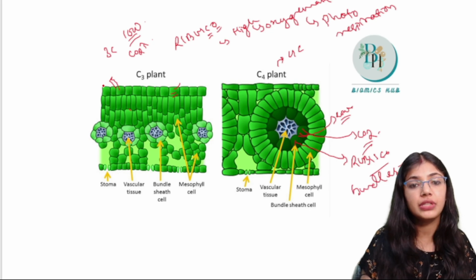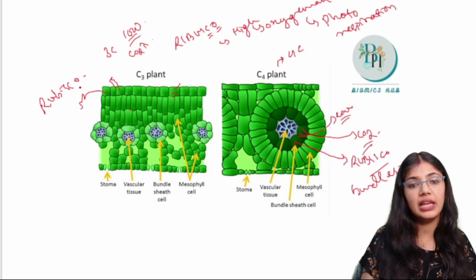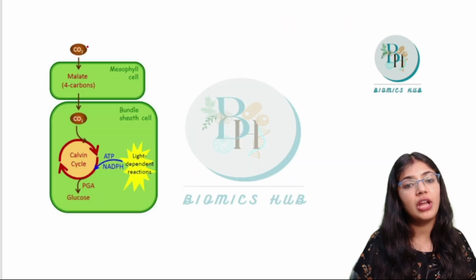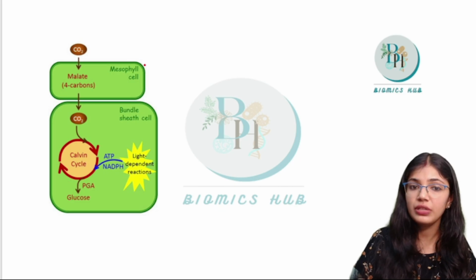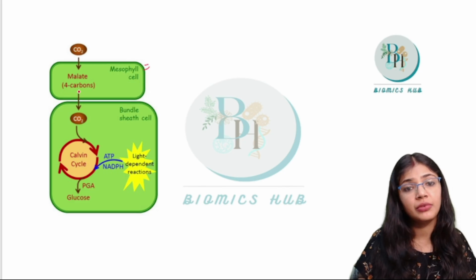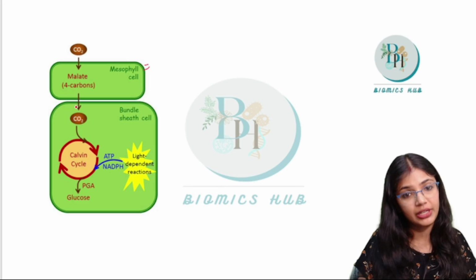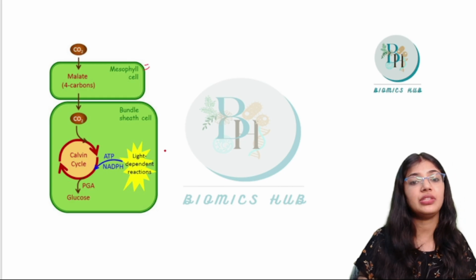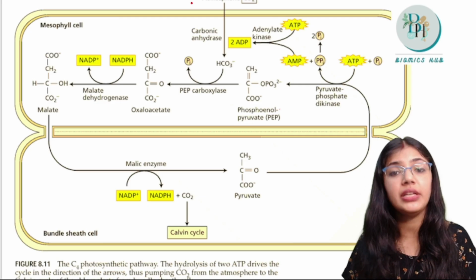But in the case of the C3 plant, the rubisco enzyme is present in the mesophyll cell. Let's see how this process takes place. The carbon dioxide which is present in the environment is first transferred into the mesophyll cell. Then after some modification, this carbon is transferred into the bundle sheath cell, and here the Calvin cycle or the C3 cycle takes place in the presence of light. Let us understand how this process takes place in detail.